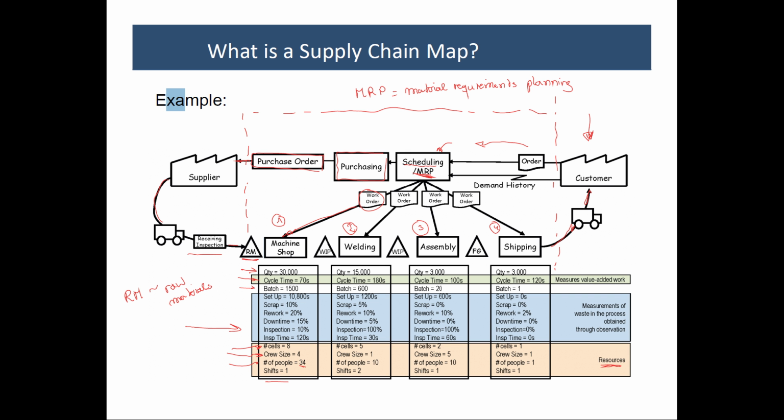So overall, what do the colors stand for? The orange colors are the resources that are available for certain steps in the production line, and the blue information is the measurements of waste during the process through observation, and the green color is the measures of value-added work. So this is then shown by the cycle time. So this is very detailed, but very useful for a company to get an overview and transparency of the processes that pertain in the company.